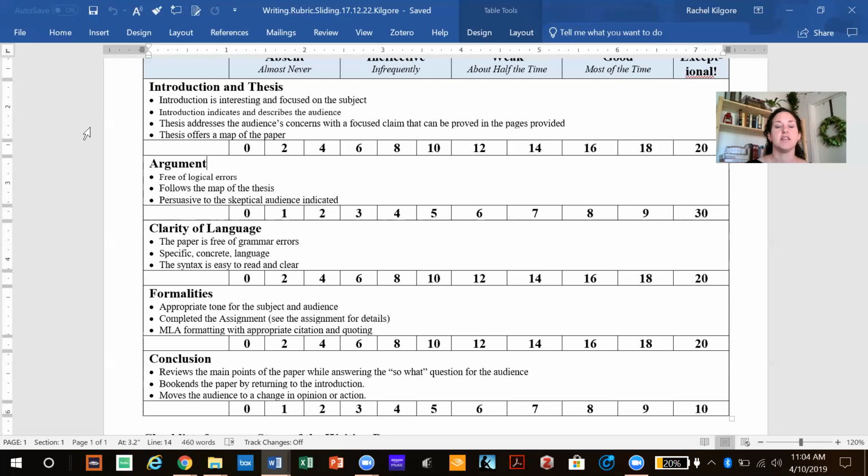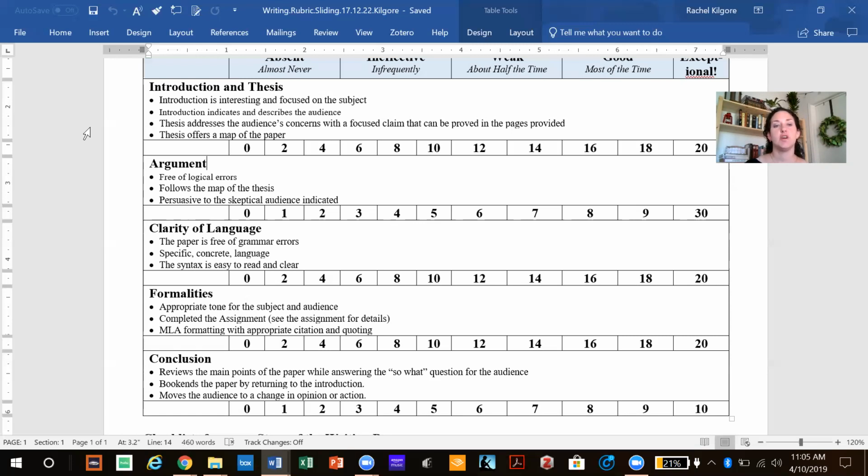All right. The thesis should address the audience's concerns with a focused claim that can be proved in the pages provided. So that means that it can't be too broad a claim. You can't, for instance, say John Donne was absolutely the best poet that ever lived and breathed, because that would take a lot more space than 3 pages to prove.